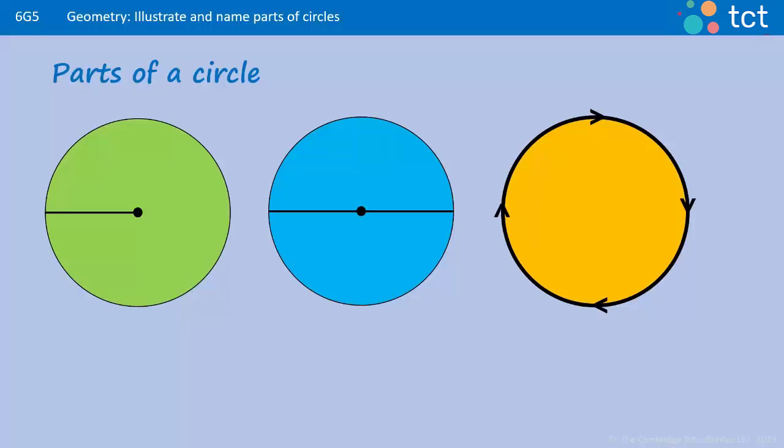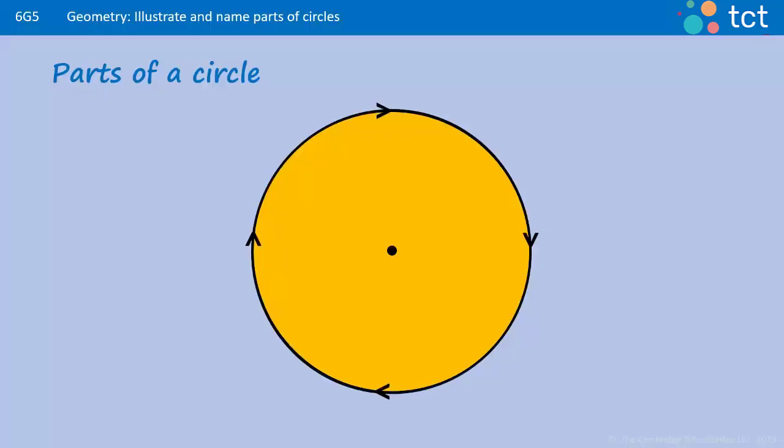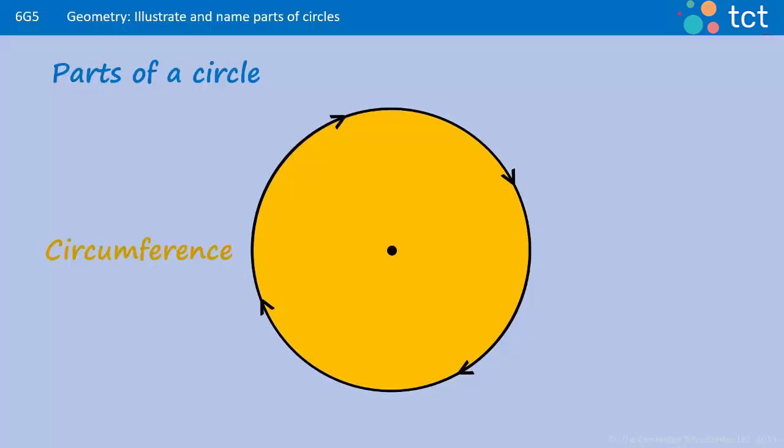This is a very quick introduction to the parts of a circle you need to know before you start understanding how to measure parts of a circle. The first thing we're looking at is the circumference of the circle. Circumference is just a different name for the perimeter, the distance around the outside of the circle.